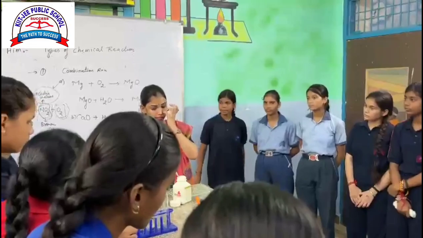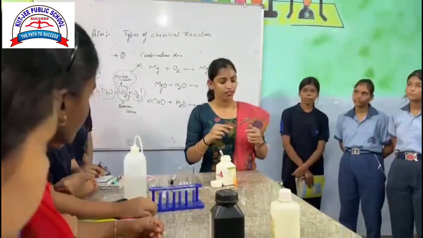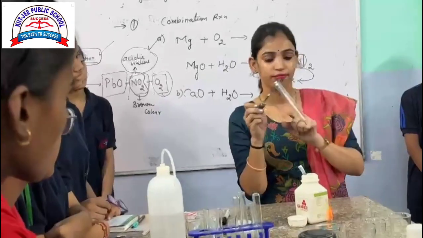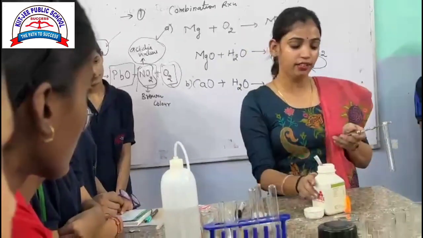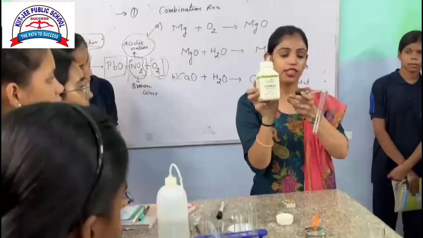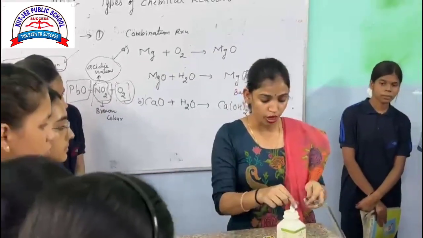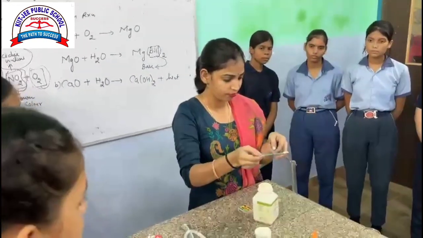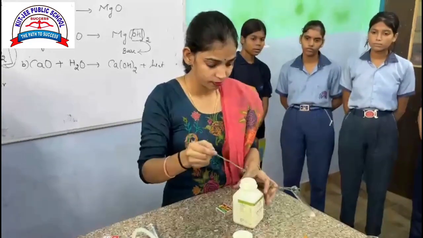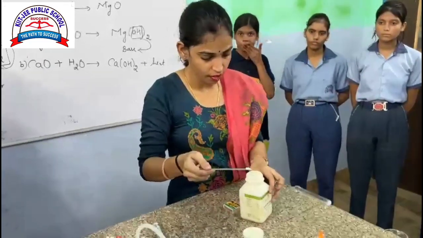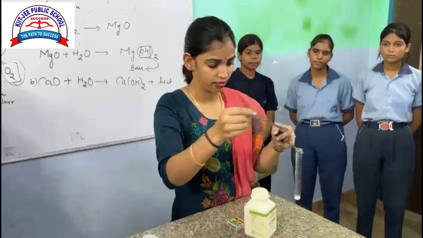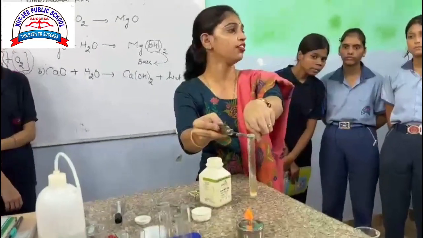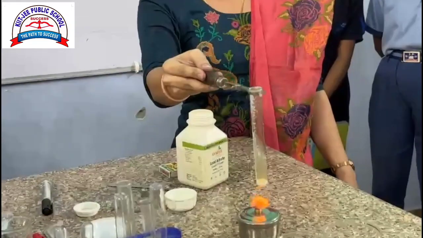So let's start this experiment. For this experiment, we will need a holder, spirit lamp, and lead nitrate salt. This is the lead nitrate salt. So let's take a small amount of lead nitrate in a boiling tube. Done. Now let's heat it. These fumes are called nitrogen dioxide fumes, brown fumes.